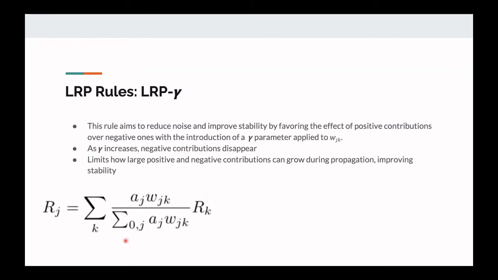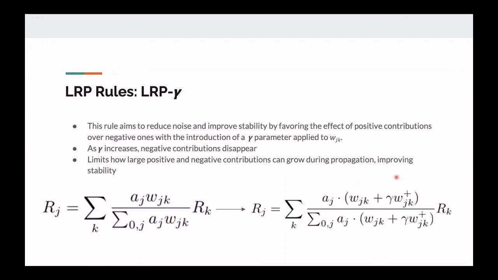So this is the basic rule again. And the new thing that we're doing here is, rather than just multiplying activations times weights, we're multiplying activations times the weights plus this gamma parameter that's applied only to the positive weights. So we want to amplify the positive ones. And we're doing that, of course, in the numerator and the denominator.